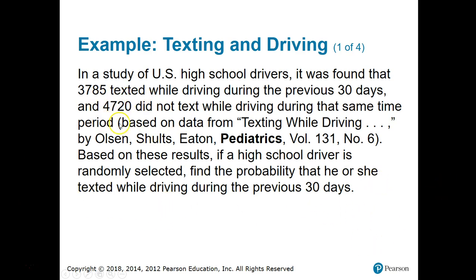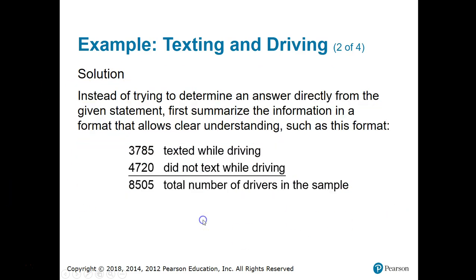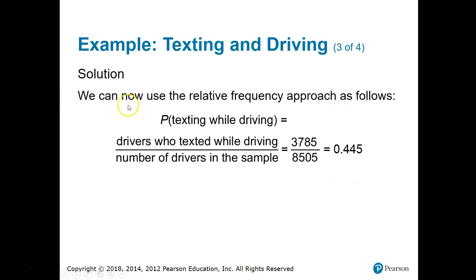All right, so we're going to say these people didn't, these people did. Add them together. That's the total pool that we have. So we have 3785 over the total, and that'll give us the probability. Add them together. Total number right there. And we can now review the relative probabilities.